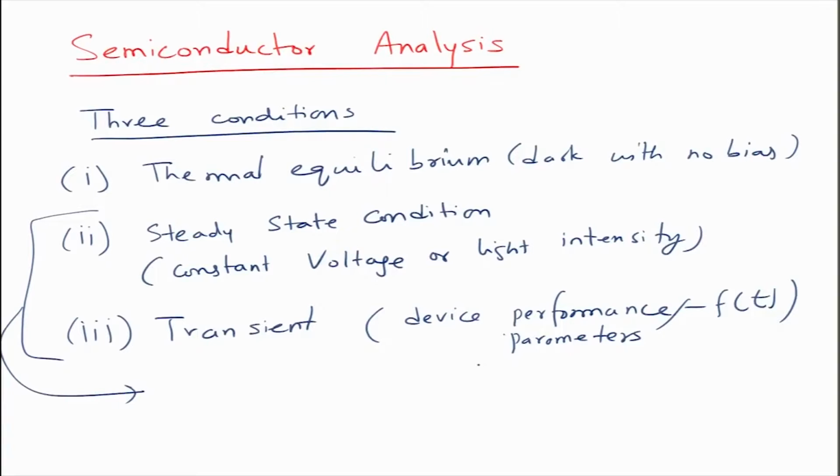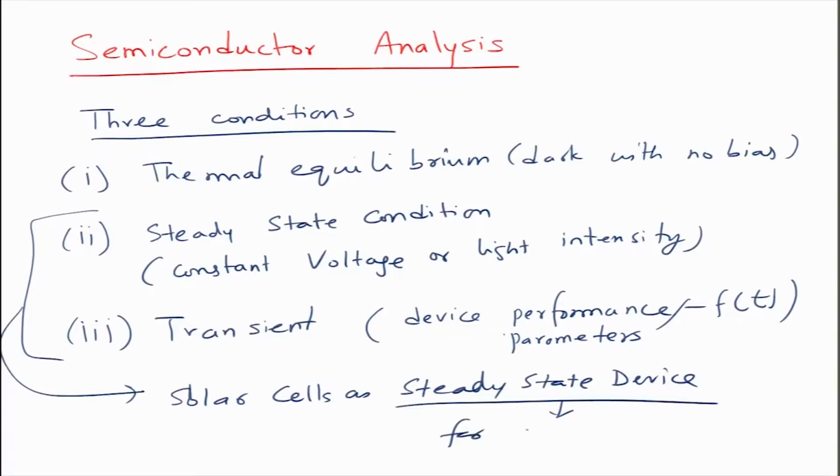For the sake of analysis, we consider solar cell as a steady state device. It makes it a little simpler, because if there is a time dependence, then it becomes even more complex. For the sake of simplicity, we keep the solar cell device as a steady state device. That means we consider only a constant illumination or a constant voltage. There is no change in these parameters as a function of time.